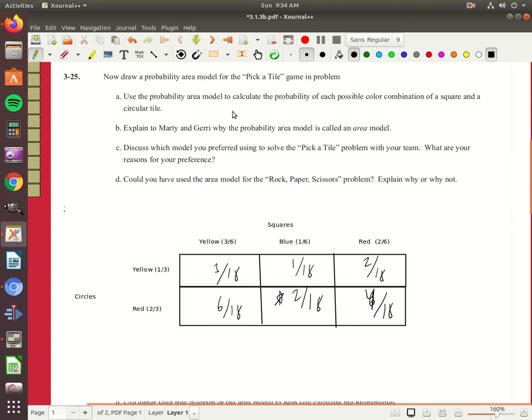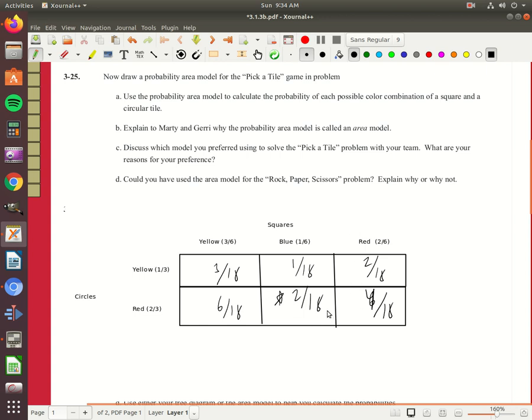So it says use the probability area model to calculate the probability of each possible color combination of square and circle tile. Explain to Marty and Dre why the probability area model is called an area model. Well, obviously it's done by area, so this area is this times this, whereas this area is this times this.